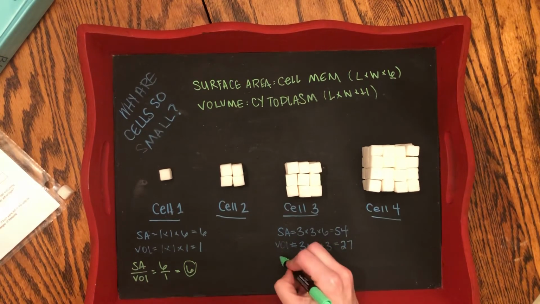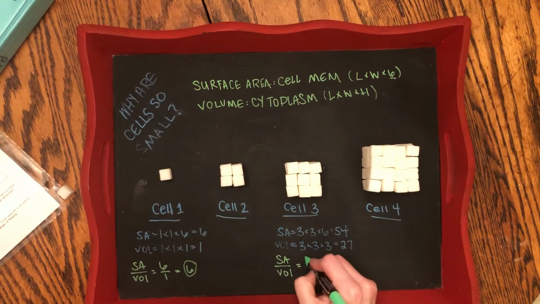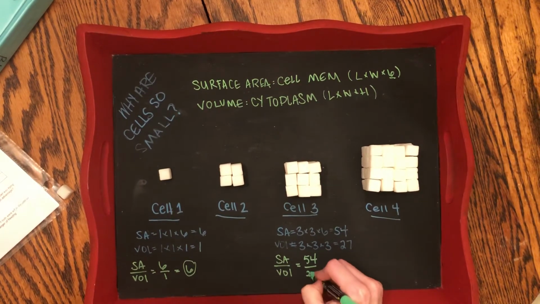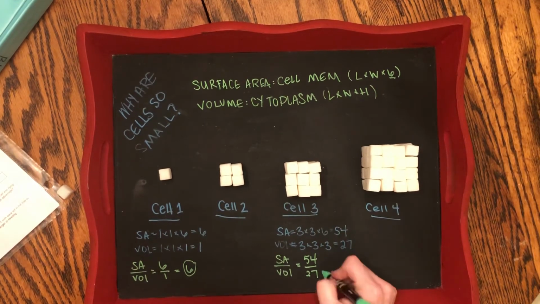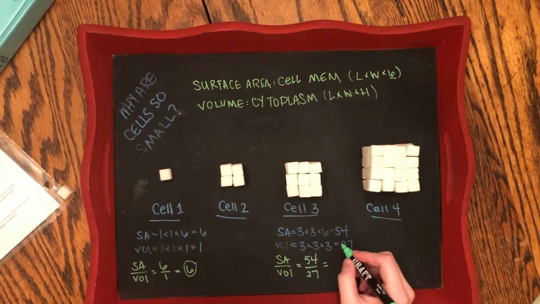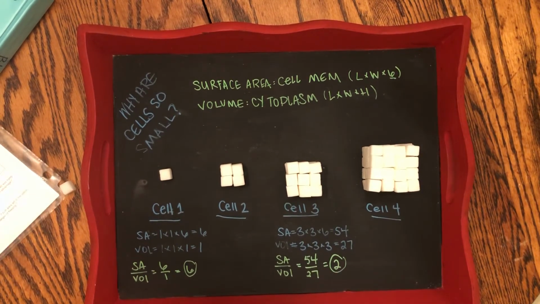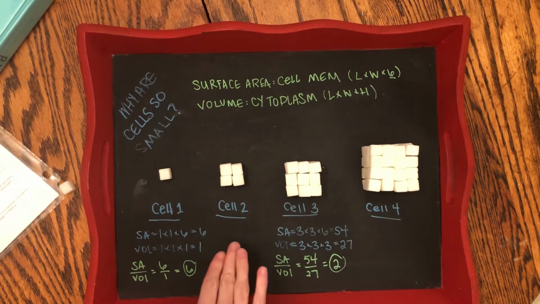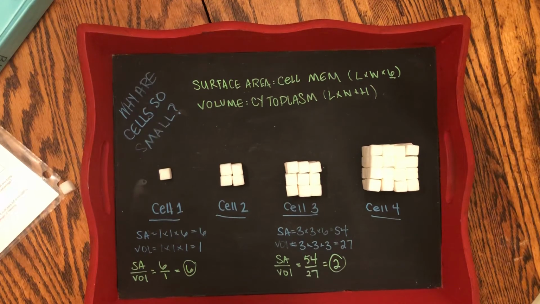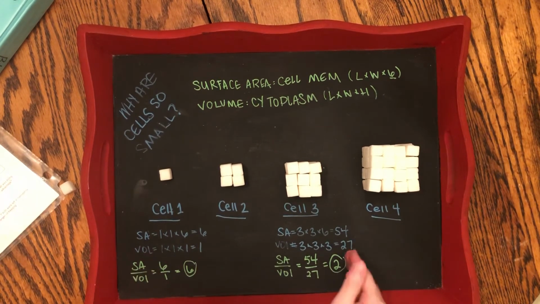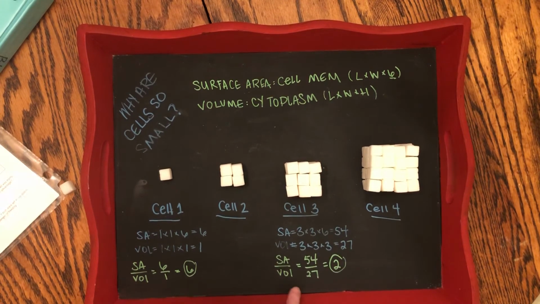To solve our surface area to volume ratio, you're going to take 54, which was the surface area, divided by volume, which was 27. Divide it, and you're going to come out with a surface area to volume ratio of 2. Okay? Now you're going to have to solve cell 2 and cell 4 on your own, but I wanted to do cell 3 because I wanted us to talk about what is happening as the cell gets bigger. What's happening to the surface area to volume ratio.